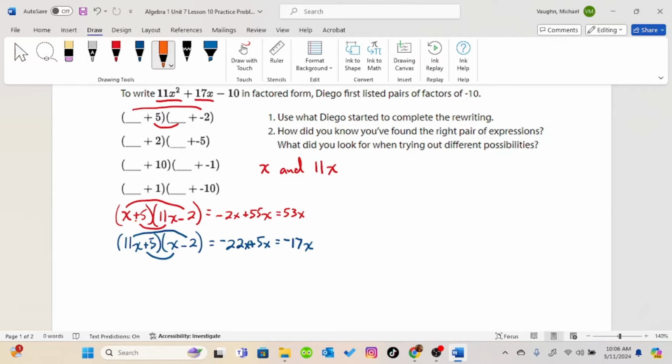So let's keep trying. Next, we could try x plus 2 times 11x minus 5. We would have x times negative 5, so that's negative 5x. And 2 times 11x would be plus 22x. And that would equal 17x. That's what we're trying to find. So the correct combination would be putting x in this one and 11x in this one.